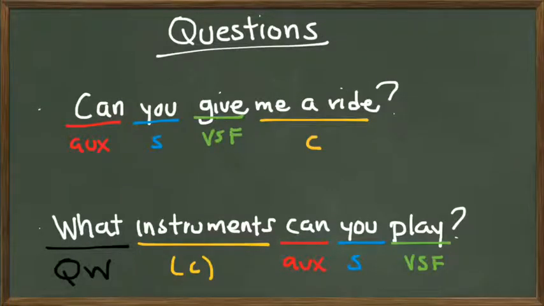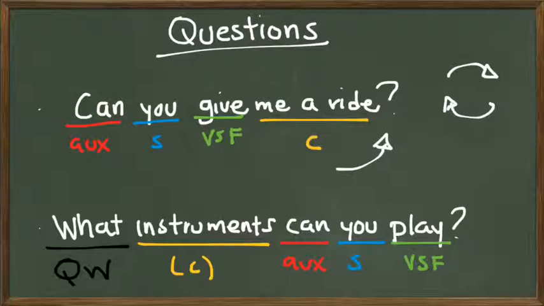Now let's go to the questions. Remember that in English, most of the time what we have to do is an inversion of elements. If we have subject auxiliary or subject verb, what we change is the auxiliary and the subject. In affirmative, we would have, you can give me a ride. But if we're asking a question, we say, can you give me a ride? Don't forget that intonation at the end.